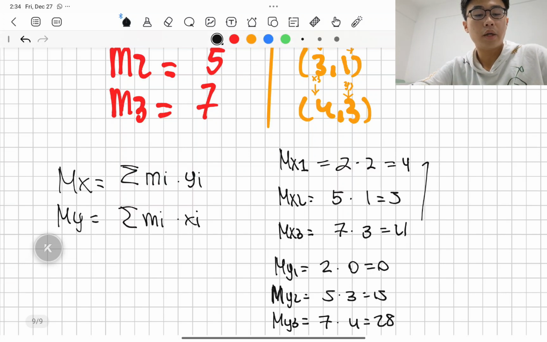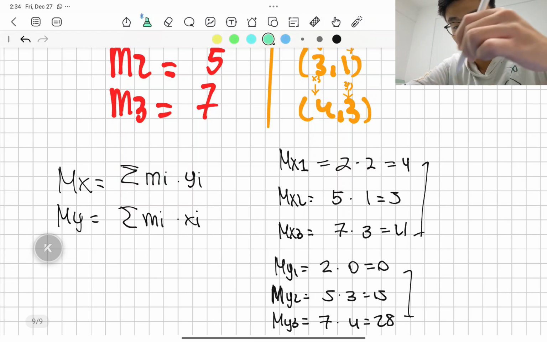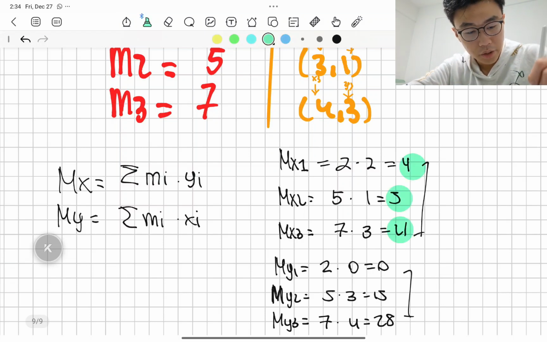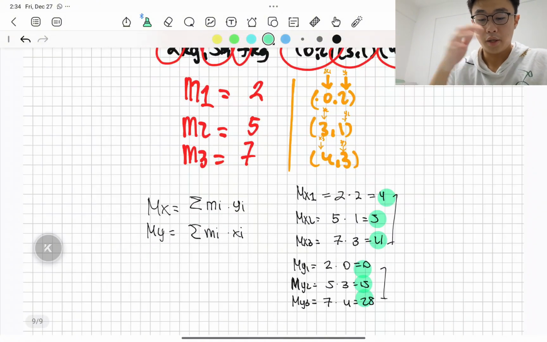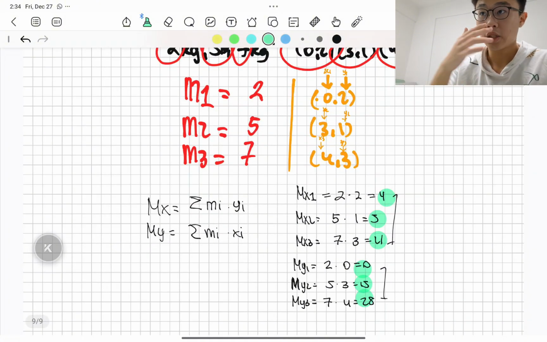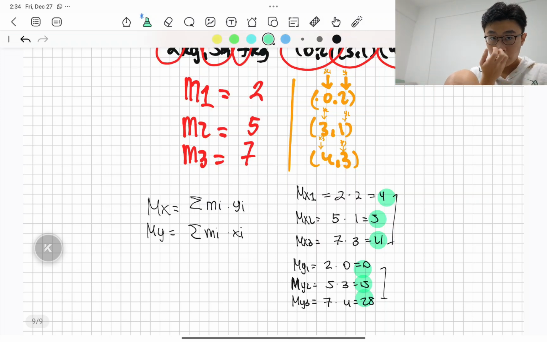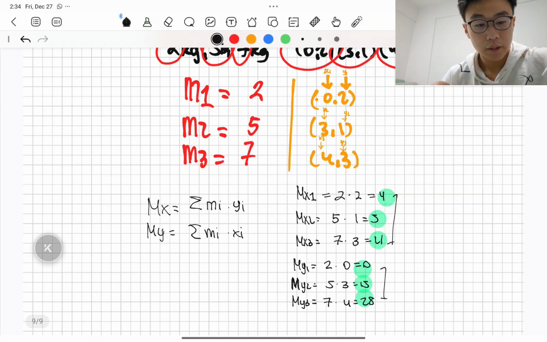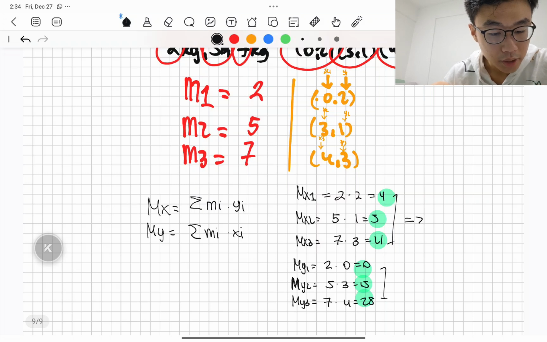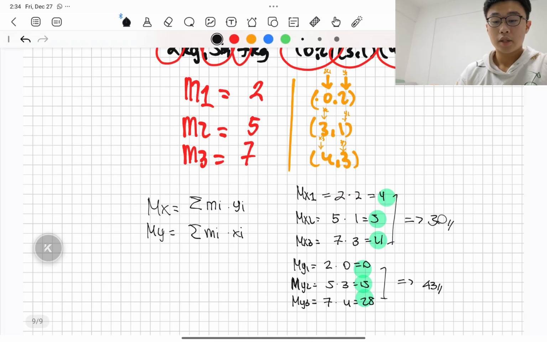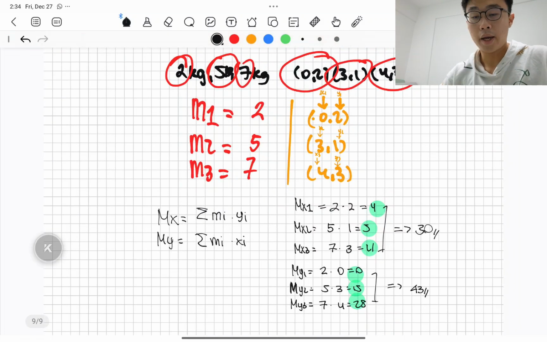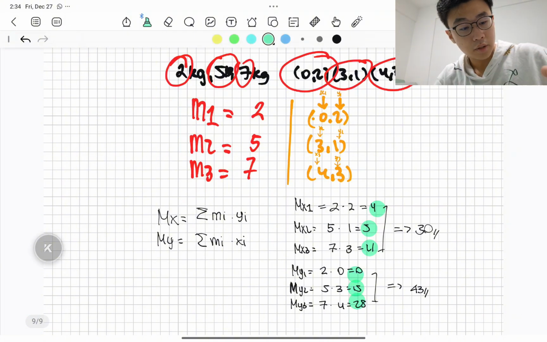So we already know the most important part. If we are told the total moments, we just need to add Mx1, Mx2, and Mx3 together. It will result in 30, while the other one results in 43. So these are the total moments Mx and My.